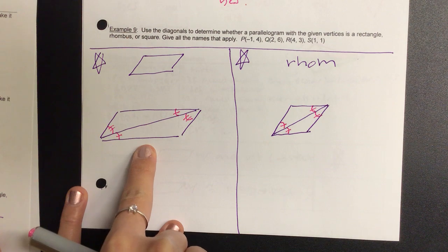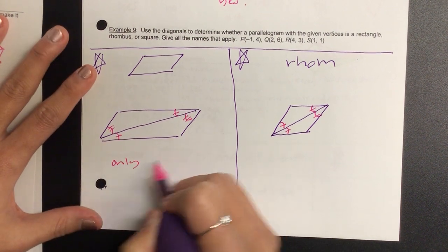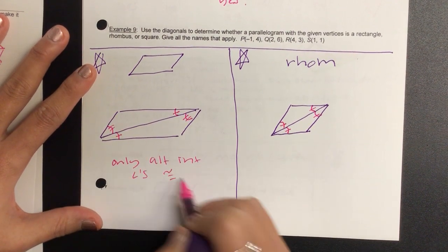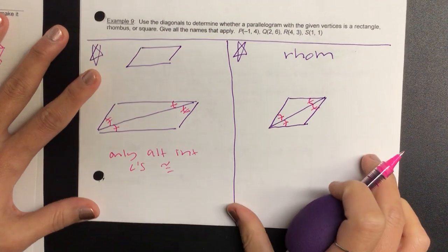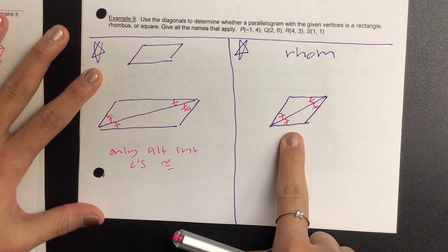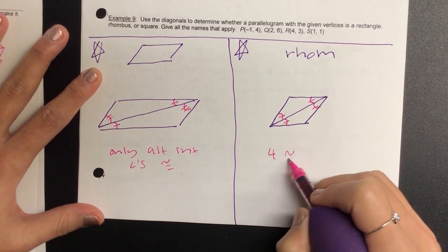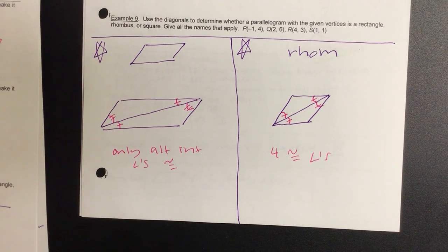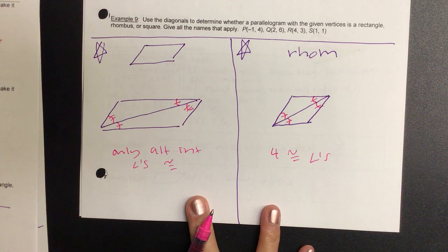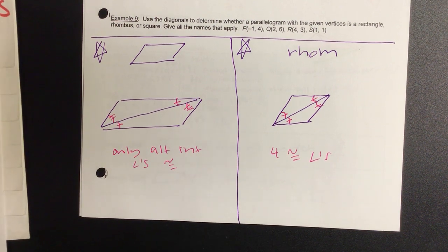Okay? Should we write that in words? Would that be helpful? Okay? So only alternate interior angles are congruent in a parallelogram. In a rhombus, it bisects them all to 4 congruent angles. So they're all 4 congruent angles. Did everyone write this down? Okay? All right, let's see if there's another page. No.